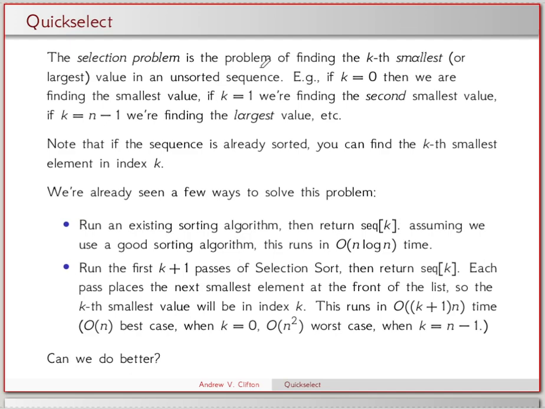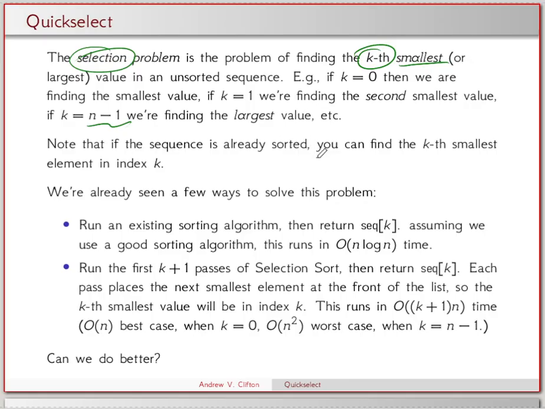All right, hello everybody. So here we're going to look at the Quickselect algorithm, which is a close kissing cousin to Quicksort. The selection problem, and that name coming from selection sort is not a coincidence, is the problem where we want to find the kth smallest or largest value in an unsorted sequence. If k is 0, then we're looking for the smallest value. If k is 1, we're finding the second smallest. If k is n minus 1, the size minus 1, then we're finding the largest value. That's the selection problem.